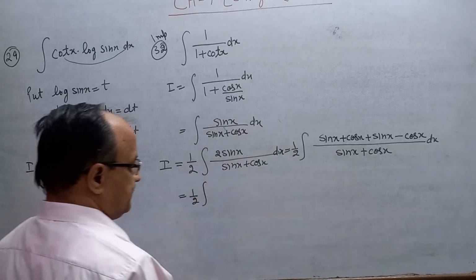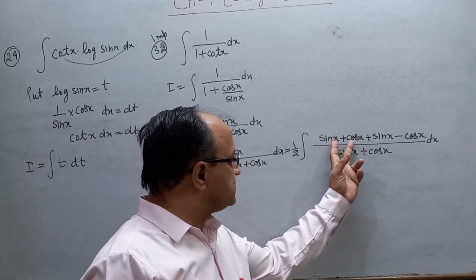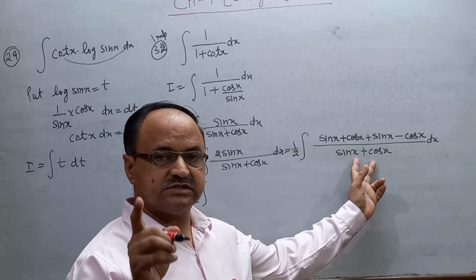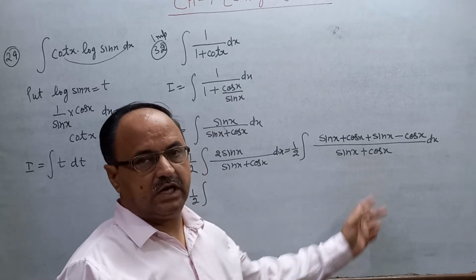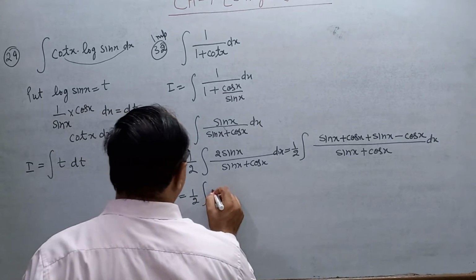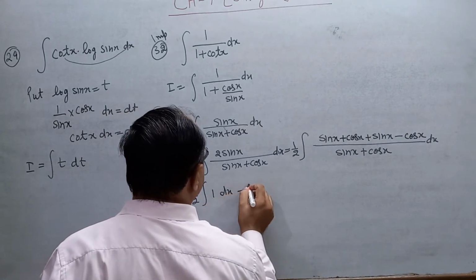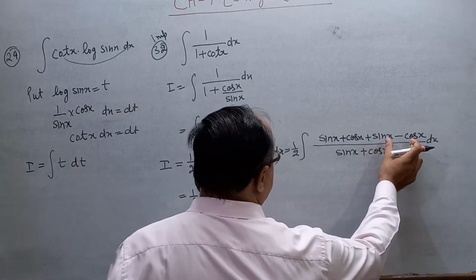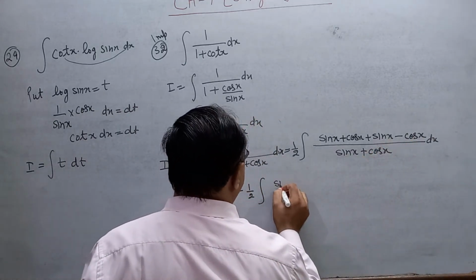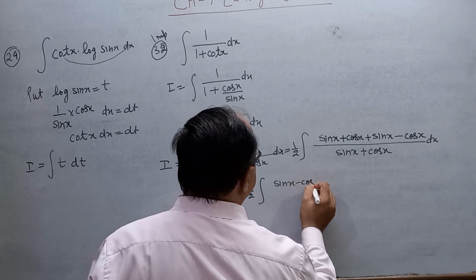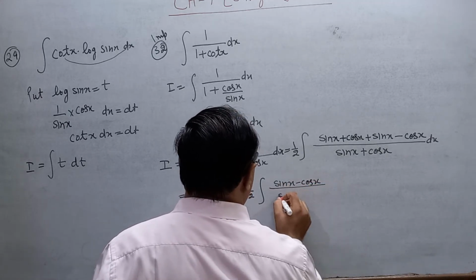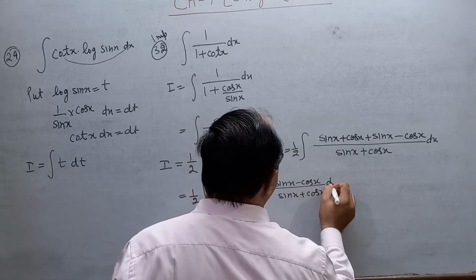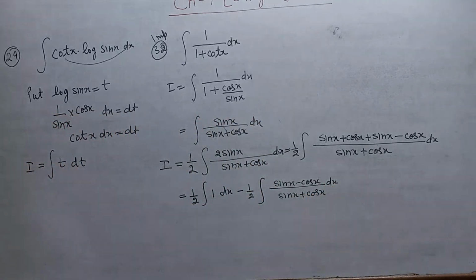Now you know that sin x plus cos x divided by sin x plus cos x cancels, giving 1, minus, and sin x minus cos x divided by sin x plus cos x stays as it is. Clear?